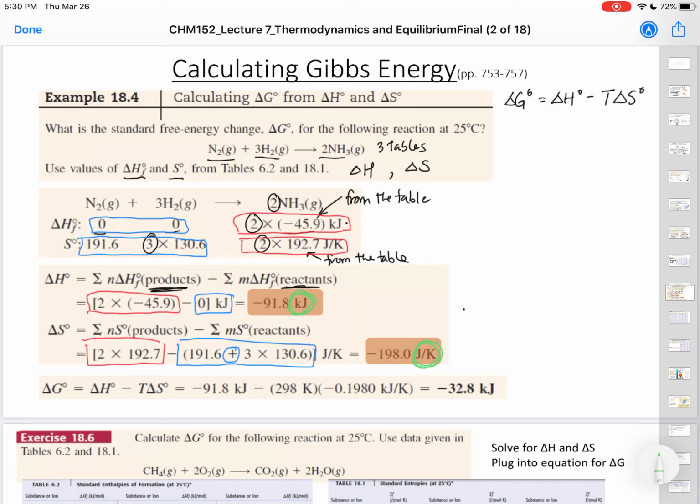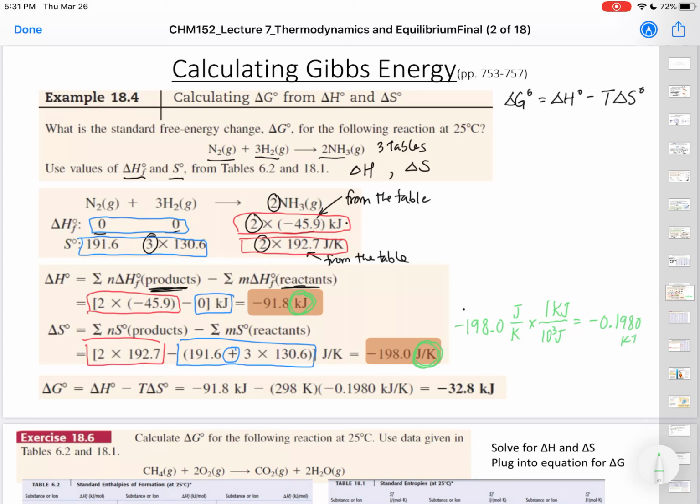the units here are kilojoules. The units here are joules per Kelvin, okay? You cannot subtract kilojoules and joules. What they have done is they've converted everything to kilojoules. So if you have this value here, minus 198 joules per Kelvin, you need to convert from joules to kilojoules. And remember, kilojoules is the larger value, so 10 to the third or 1,000 in front of joules.